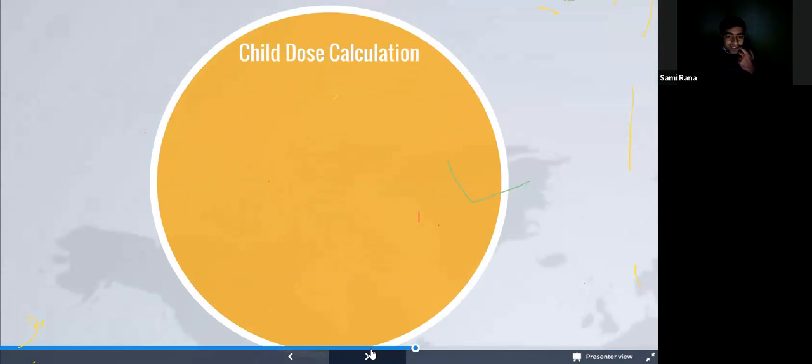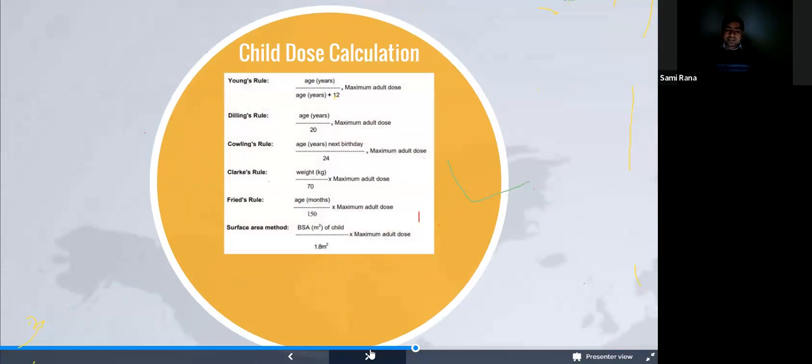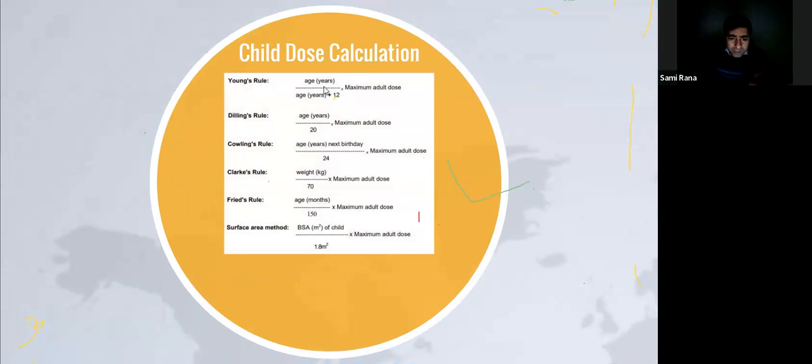Next thing is about the child dose calculation. In this child dose calculation, we are given these 6 formulas. It's very easy. Some are related to the years of age, some are about the weight, age in months, and some are related to the body surface area. Now, how to solve these questions? You should memorize all of these, but depending on what type of data is in the question, you are going to select a formula from this.